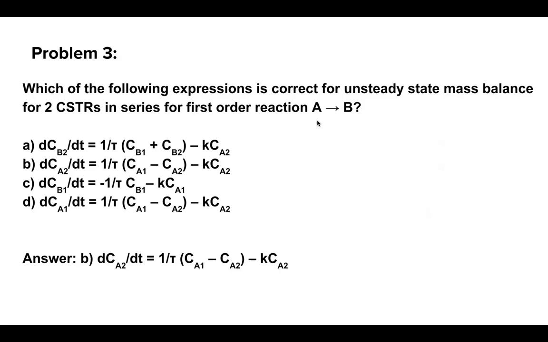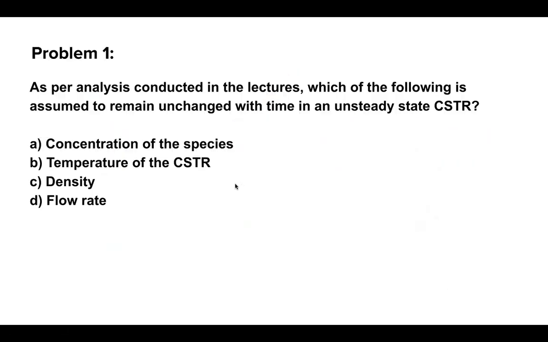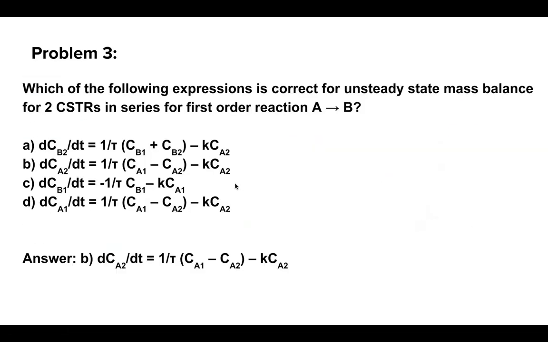So the answer is the second one, dCA2/dt. So we can just compare with the equations. We had already written equations. So the A2 equation is 1/2 (CA1 minus CA2) minus KCA2. I hope you remember these equations. Let me just show you. Okay, so you can compare 1/2 (CA1 minus CA2) minus KCA2. So this is your CA2 equation.